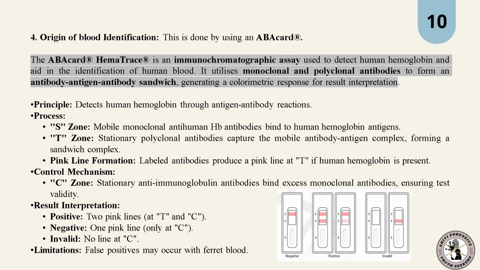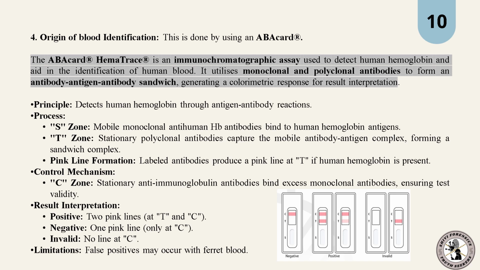So in the S zone, we will have monoclonal antibodies, and then we will add our hemoglobin antigen. Basically we will add our blood, which has hemoglobin, so it has antigens in it. Now because it is a chromatographic technique, we have a stationary phase also. So the T zone is a stationary phase in which we have polyclonal antibodies. So obviously our mobile phase is moving upwards.